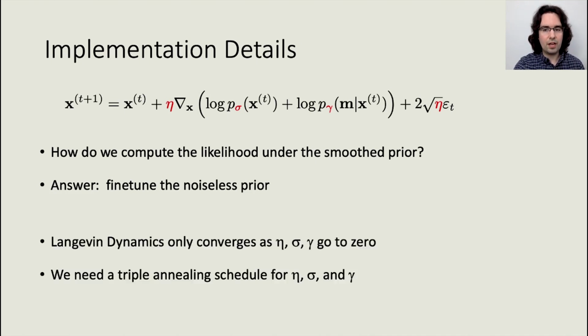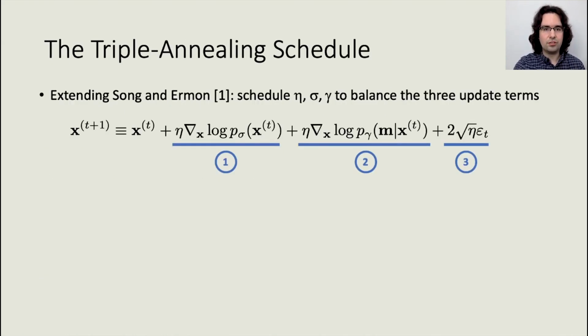Another problem is that Langevin dynamics only converges as the learning rate eta, the smoothing sigma, and the reconstruction penalty gamma go to 0. So we're going to need to introduce an annealing schedule that sends eta, sigma, and gamma to 0 simultaneously while t goes to infinity.